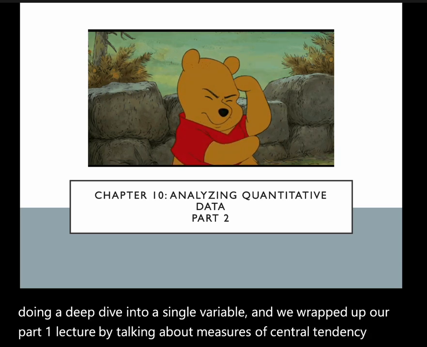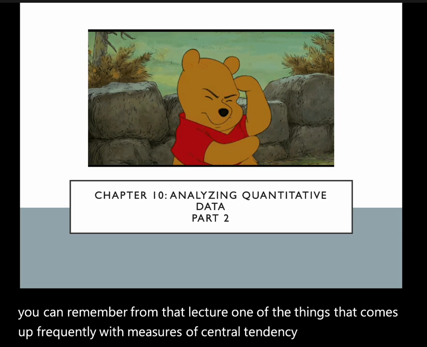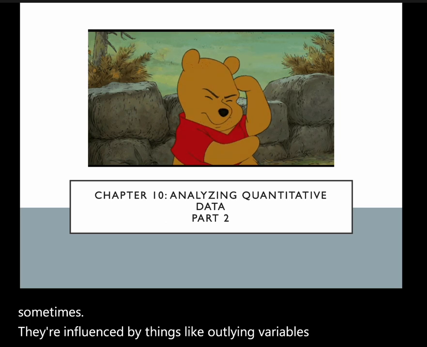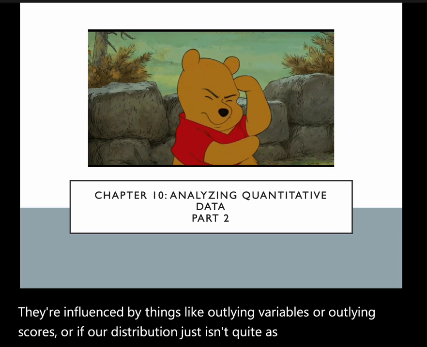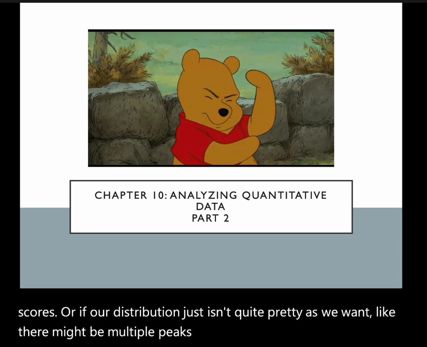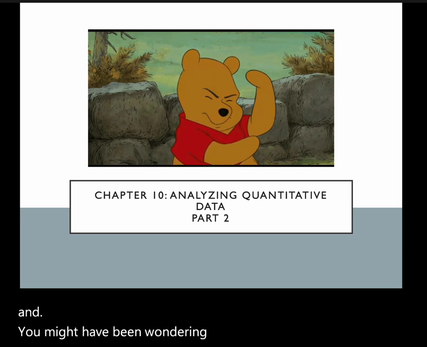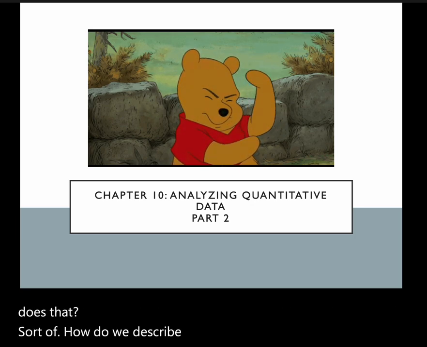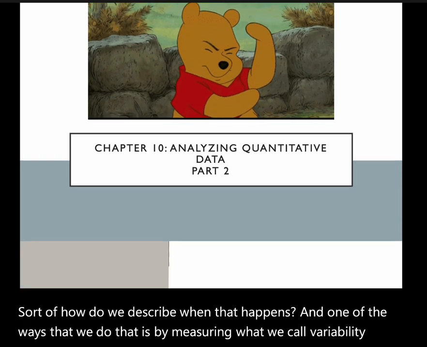If you can remember from that lecture, one of the things that comes up frequently with measures of central tendency is that sometimes they're influenced by things like outlying variables or outlying scores, or if our distribution just isn't quite as pretty as we want, like there might be multiple peaks and valleys in our data distribution. And you might have been wondering, what does that mean? How do we describe when that happens? One of the ways that we do that is by measuring what we call variability and dispersion.